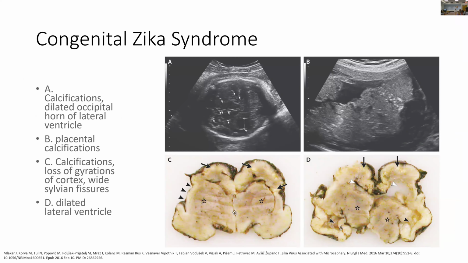And then more pictures of congenital Zika syndrome findings on ultrasound. So we see calcifications, we see dilated ventricles, we see placental calcifications, and then this particular case was an autopsy. There's loss of gyrations, wide sylvian fissures, and dilated lateral ventricles on the postmortem.